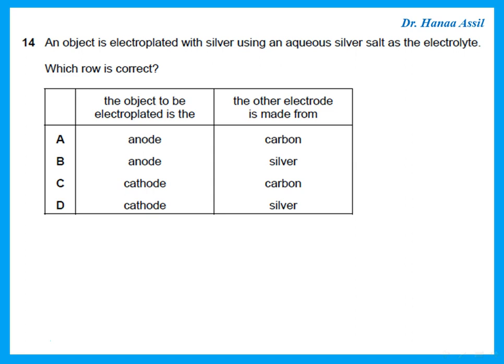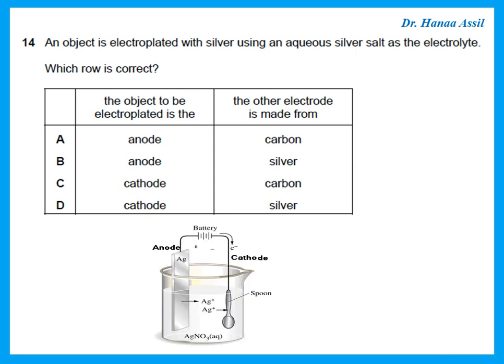An object is electroplated with silver using an aqueous silver salt as the electrolyte. So the object to be electroplated will be anode or cathode. Remember, electroplating is when I cover a metal with another metal using electricity. Now I have a spoon, for example, that's my object. And I want to cover it with what? I want to cover it with silver.